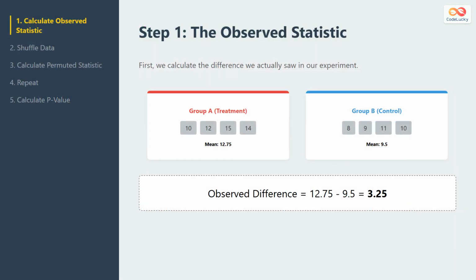Let's look at the process step by step. First, we calculate the statistic for our actual observed data. In this example, we have two groups, and the difference between their means is 3.25. This is our baseline, the number we want to test.